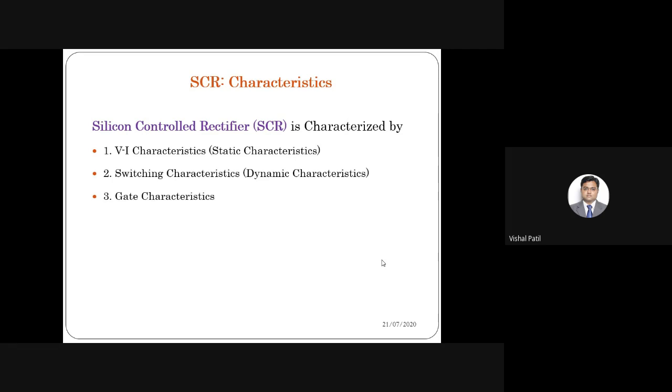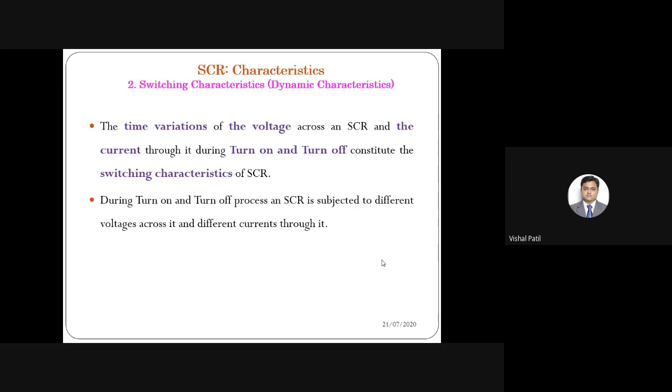So SCR characteristics. As we all know that there are three types of characteristics associated with SCR: VI characteristic and switching characteristic, as well as gate characteristic. Now switching characteristic. The time variation of the voltage across SCR and the current through it during turn on and turn off constitute the switching characteristic for SCR.